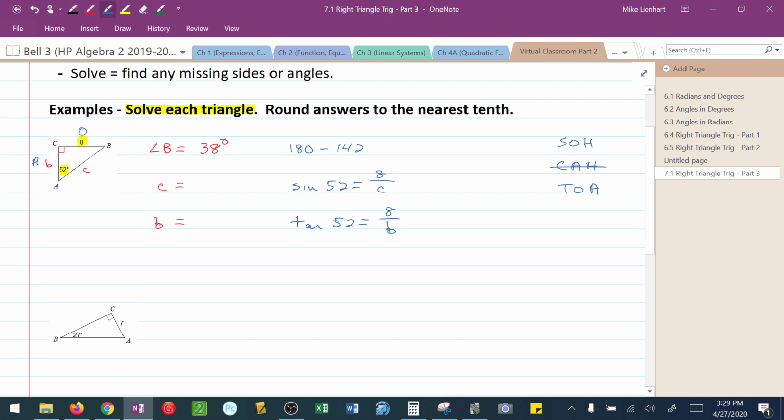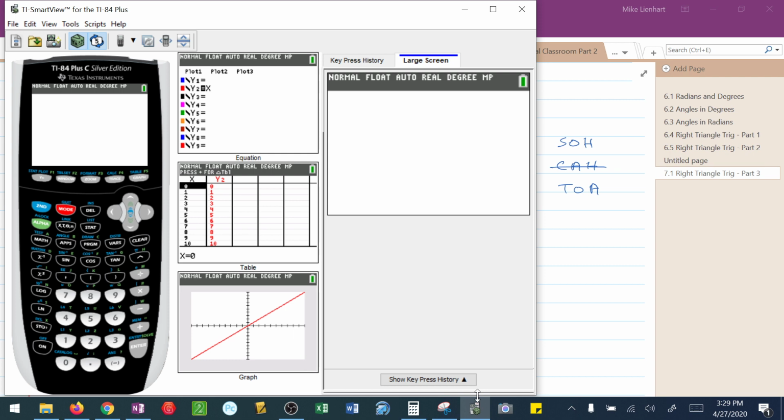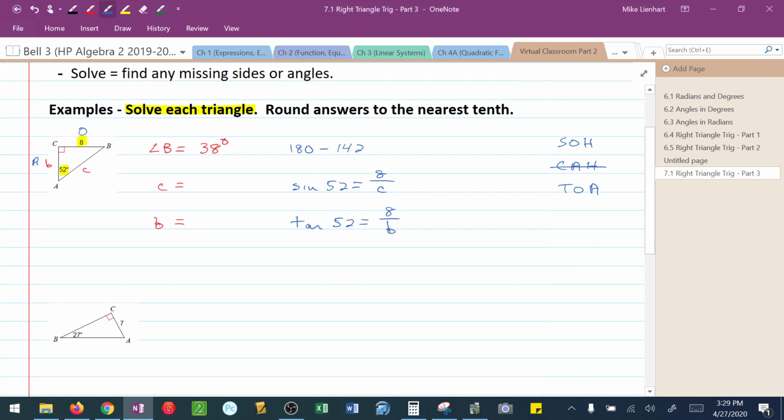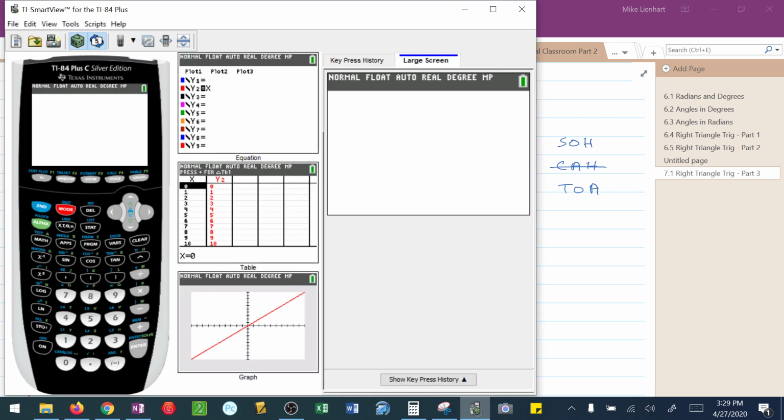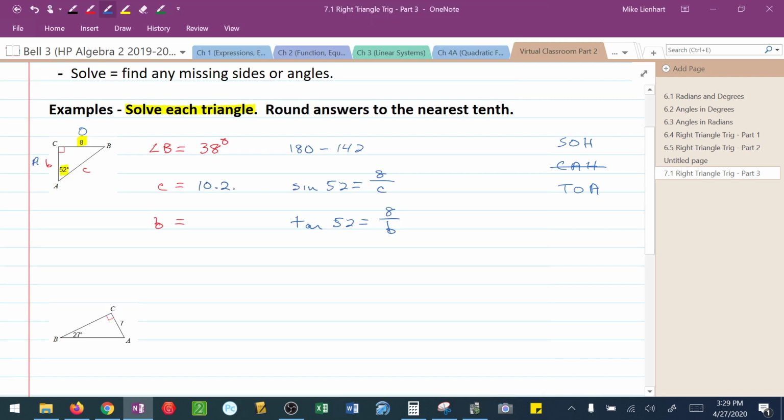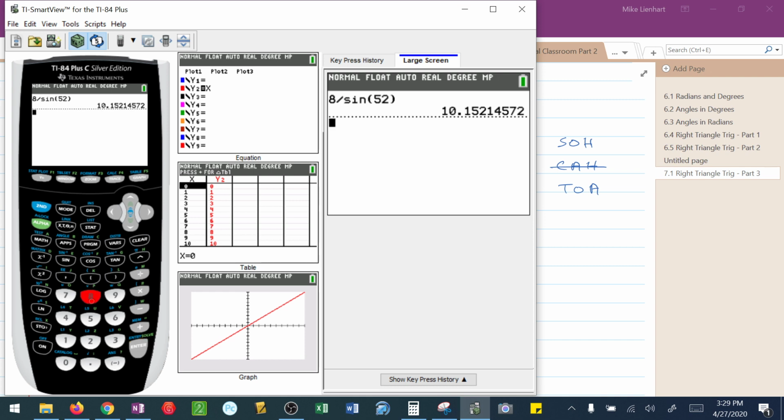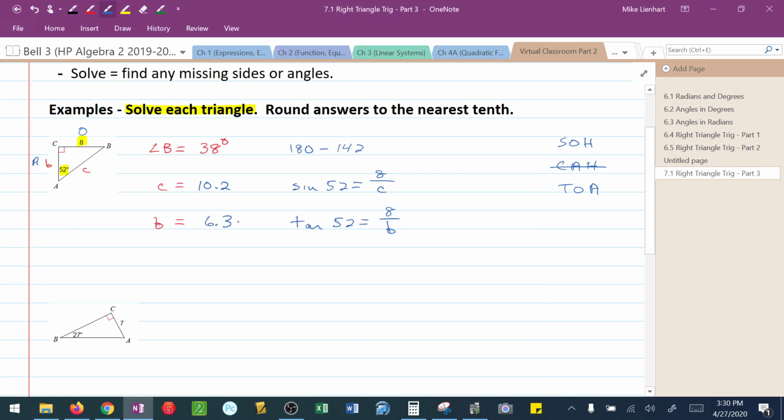So now I rely on my knowledge for how to solve these. Do I multiply by trig or divide by trig to find a side? All right. I'm going to grab my graphing calculator, make sure it's in degree mode. For the first one, to find C, I'm going to take 8 divided by the sine of 52, close it off, round it to the nearest tenth, that would be 10.2. To find B, I'm going to take 8 divided by the tangent of 52, and that gives me 6.3 approximately, rounded to the nearest tenth.